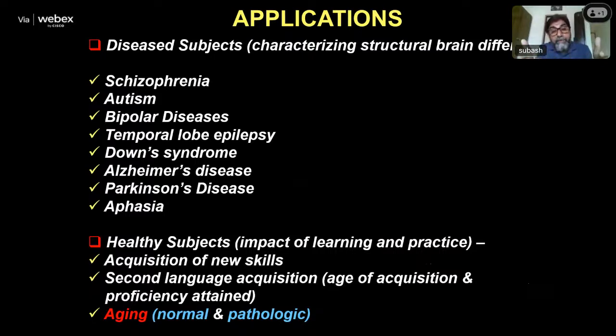Then acquisition of new skills, second level acquisition, and you can also study aging, normal and pathological aging, and how these parameters vary when a person ages. So this is a very important project that we are doing at the moment at TDU, working on herbal interventions to improve the cognitive profile in the elderly population.